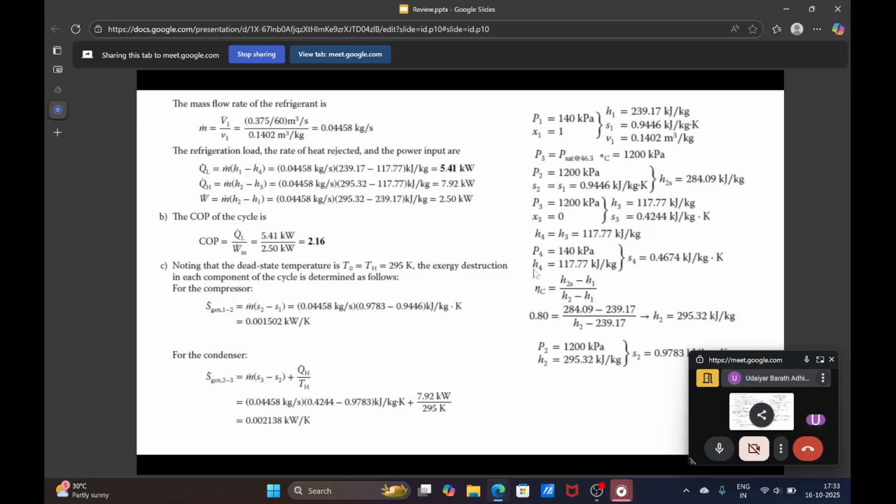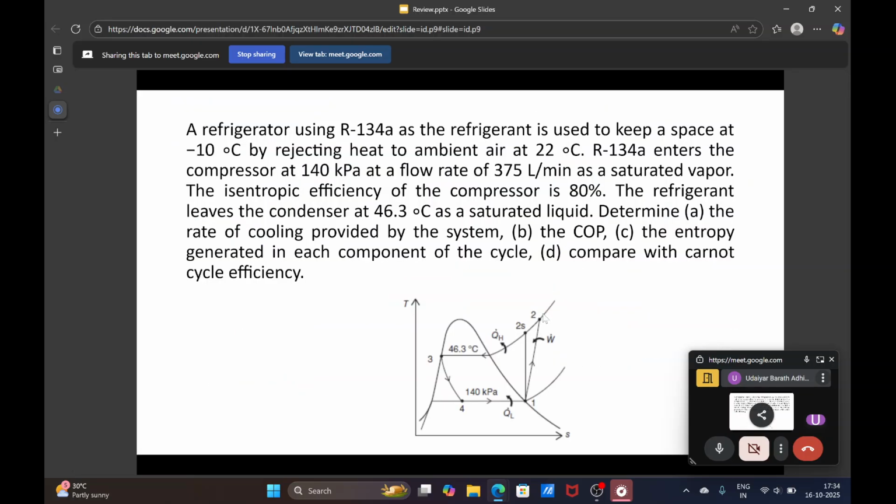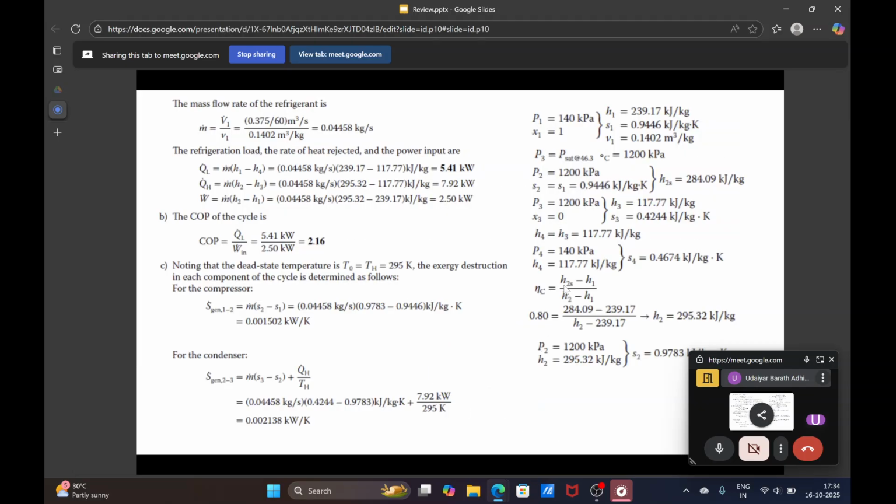So H3 is equal to H4. At state 4, we know the pressure is 140 kilopascal. Corresponding to 140 kilopascal and an enthalpy of 117.77, we get entropy at state 4 to be 0.4674 kilojoule per kg Kelvin. So we now know each of the state points, but what we don't know is state point 2; we know 2s. We know that compressor efficiency is 80%. Substituting that, compressor efficiency is the isentropic work divided by the actual work in the case of a compressor.